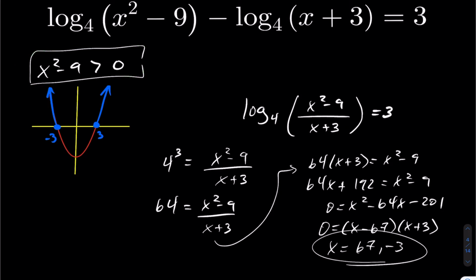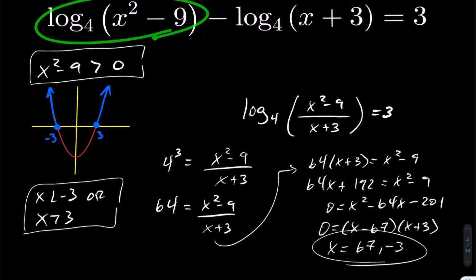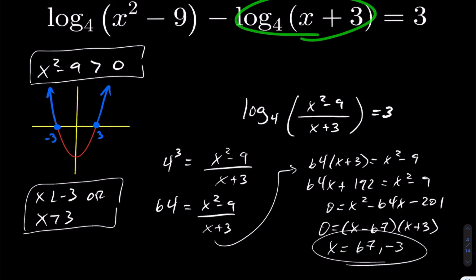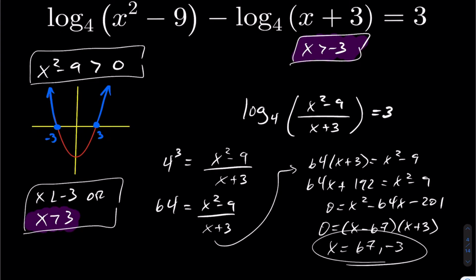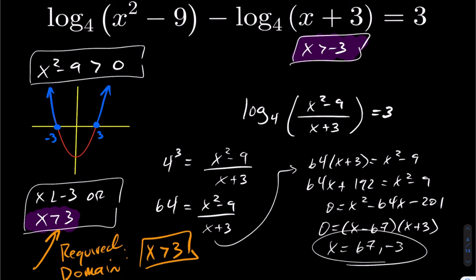So let's look a little closer at what that implies for the domain. I went ahead and graphed x squared minus 9, just a quick graph of it. This is greater than 0 in two locations: when x is greater than 3 and less than negative 3. So the domain here would be x is less than minus 3 or x is greater than 3. This is the domain required for this logarithm to be defined. And the domain here, like we had just talked about, is x must be greater than minus 3. So combining these two together, the domain required for this equation to be true must be x is greater than 3. Therefore, right away, we kick out the minus 3, and the only answer for this is 67.